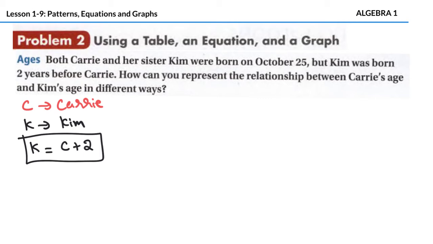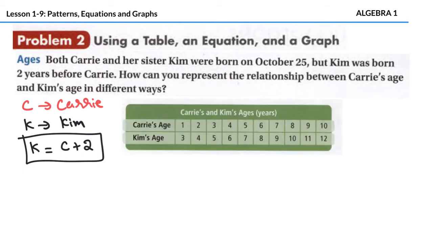Now, can we represent the same relationship in the form of a table and in the form of a graph? Let us see. Look at this table. If we list Carrie's age, if Carrie is 1 year old, what will be the age of Kim? 3 years old. So let's test in the equation. If I plug Carrie's age as 1, what will be the value of K? It's going to be 3. So if Carrie is 2 years old, Kim's age will be 4 years old.